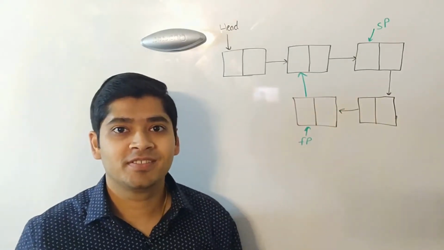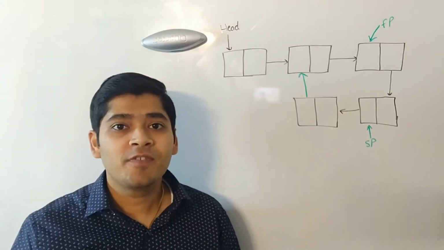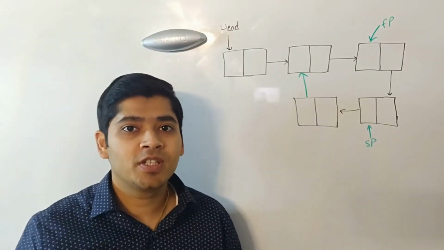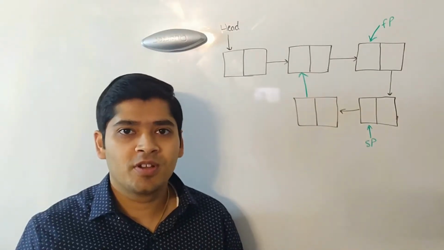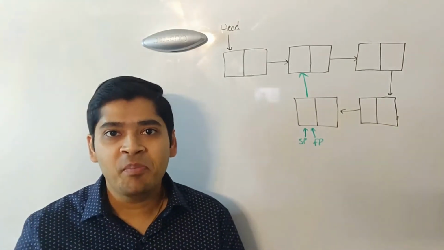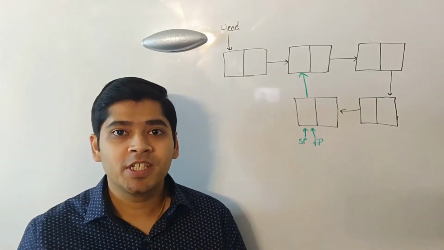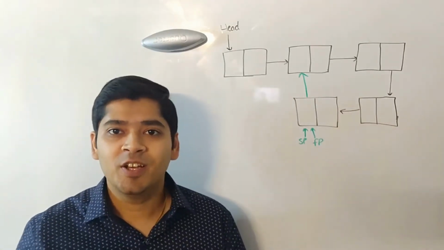Then, after the next iteration, now the fast pointer is pointing to the third node, whereas the slow pointer is pointing to the fourth node. And now, after the next iteration, finally, both the pointers are pointing to the same node. So, we have detected the loop.